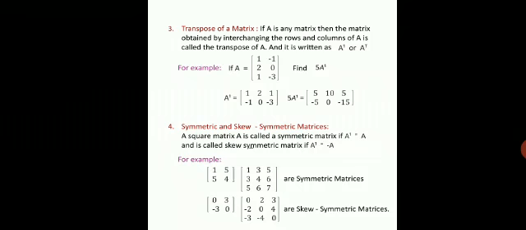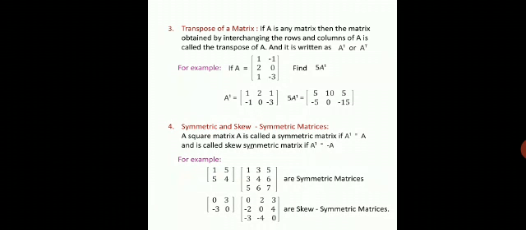For example, if A is given with 3 rows and 2 columns, find 5 into A dash. So here the rows are converted into columns. So A dash is equal to minus 1 minus 1. First row becomes first column, second row becomes second column, third row becomes third column. Now multiply A dash by the scalar term, that is by 5.